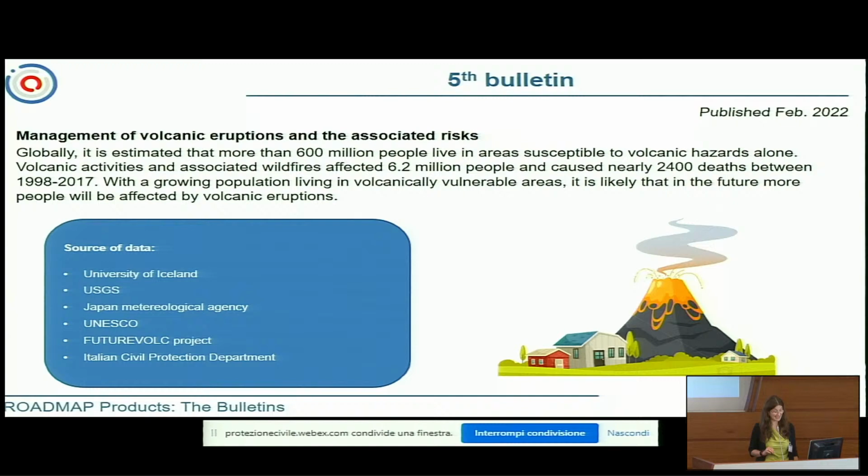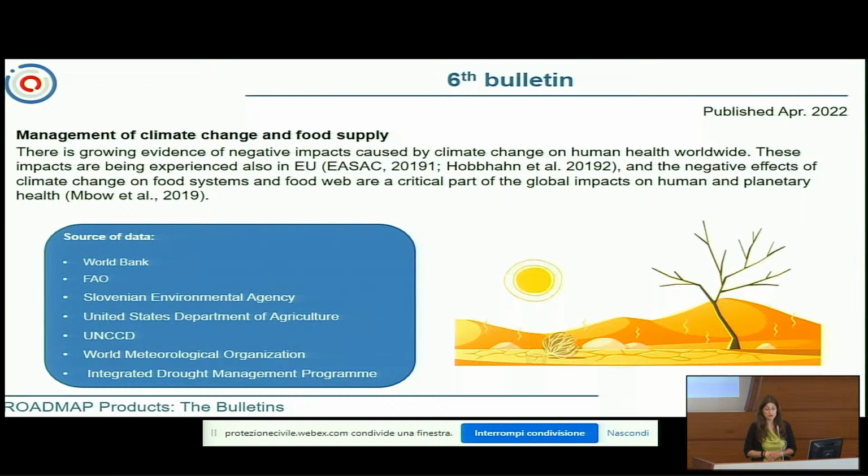The sixth bulletin is dedicated to climate change and food supply. On this topic, we have found a lot of materials, and the main sources of data are the World Bank, FAO report guidelines, national institutional guidelines, international agency guidelines, and so on.